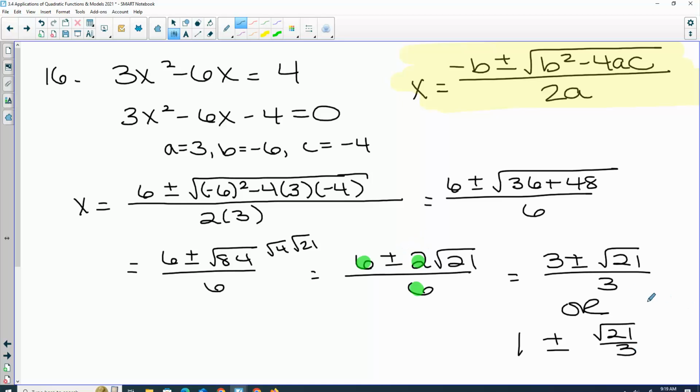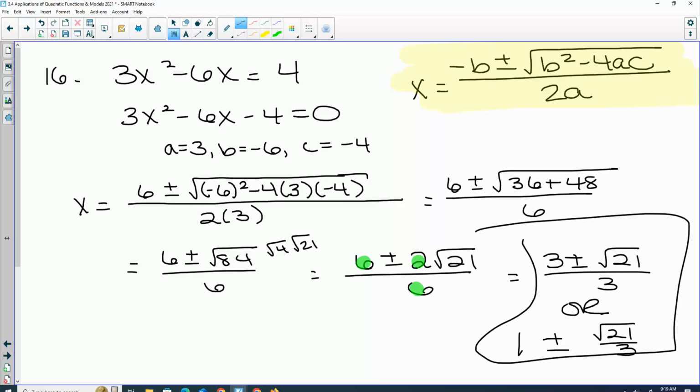Any questions on that one? On 17, right, it was 5 halves, and I just wrote 5 halves. That's fine.